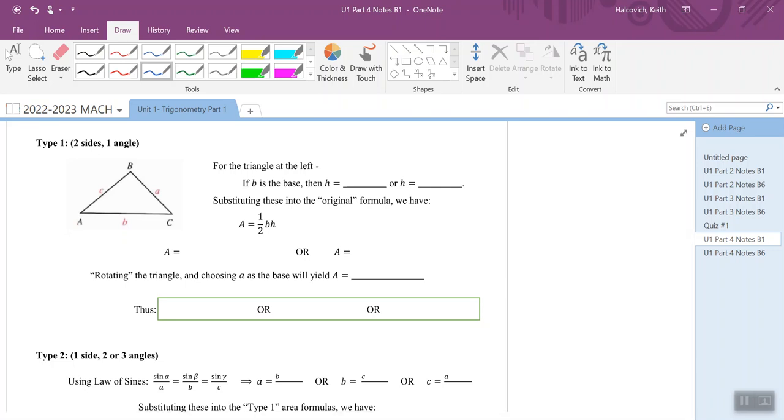For the triangle at the left, notice if you draw in the height, then the height here, if you do sine alpha, is height over C, so that means the height is C times sine alpha. And then on the other side, it would be A times sine gamma, because notice if this is gamma, the sine of gamma would be h over a.